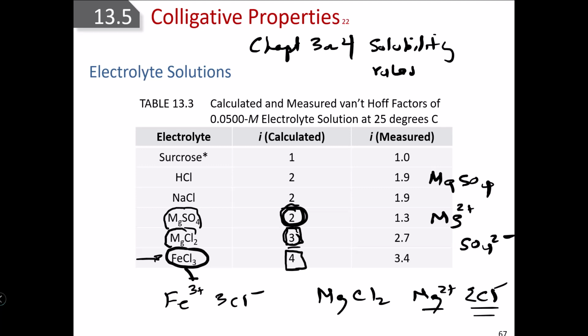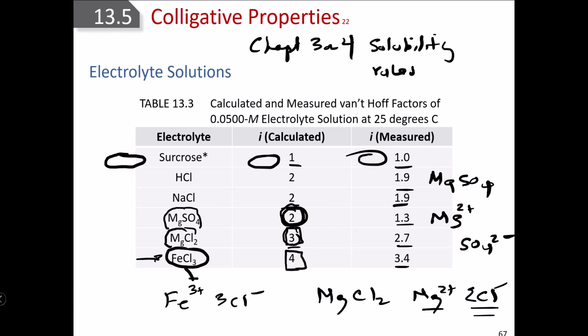Now, when we actually measure these, if they're not ideal, you get less than that, right? Notice on all these you get less, except for sucrose. And that makes sense because sucrose is not ionic. It's a molecule. It doesn't dissociate. It has an i of 1, and it's measured as 1.